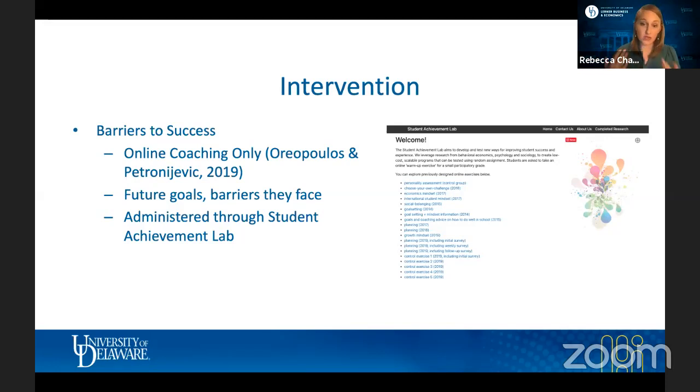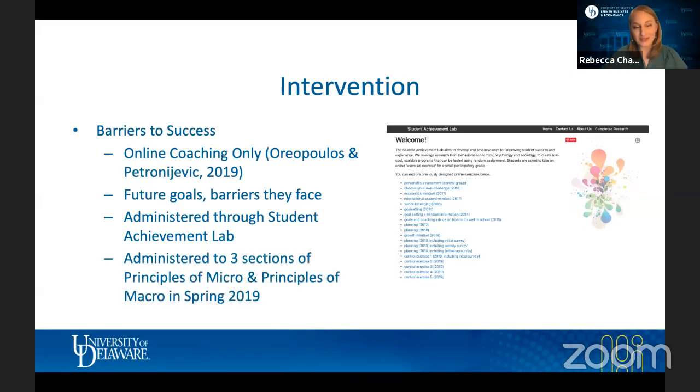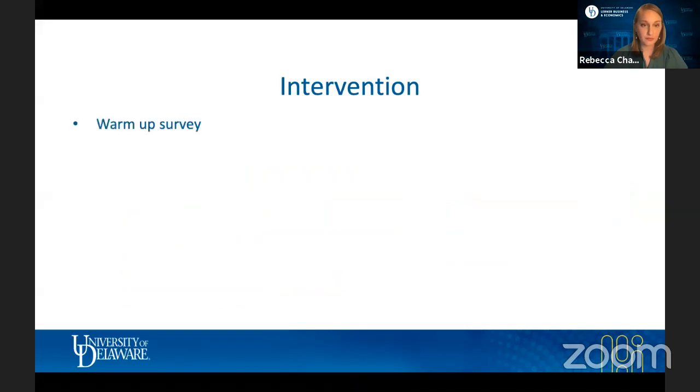So what we see is we took the Barriers to Success one, which is actually all the way at the bottom and couldn't quite get it in a screenshot here. And we administered this intervention to 3 sections of Principles of Microeconomics and Principles of Macroeconomics in spring 2019. There were 2 sections of micro and 1 section of macro. So we started the intervention with a warm-up survey. To incentivize students to participate, this was worth 1% of their overall course grade. It was a minimal amount, and it was just based on whether or not they completed the warm-up survey.